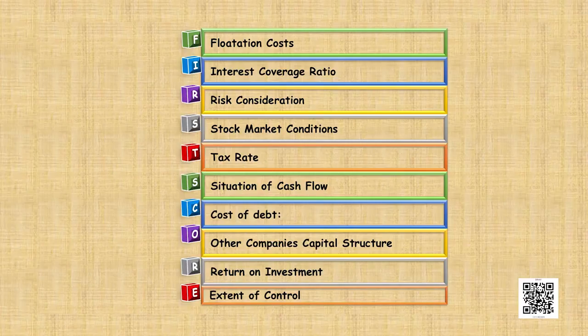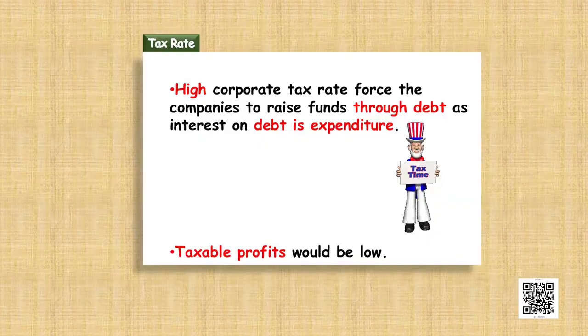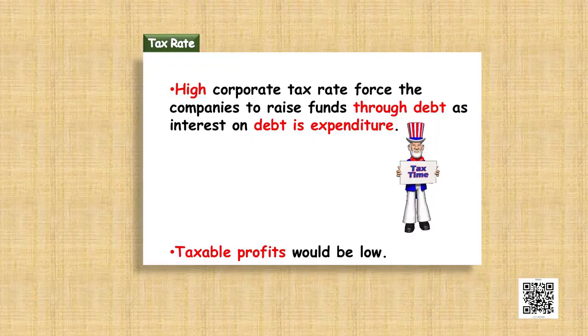The next point which affects the choice of capital structure is tax rate. A higher corporate tax rate forces the company to raise funds through debt because interest on debt is a tax deductible expense. This would decrease the taxable profit and hence lead to savings for the company. So, at the time where the tax rate is high, the company should prefer issuing debt, whereas if the tax rate is low, the company should prefer issuing equity.